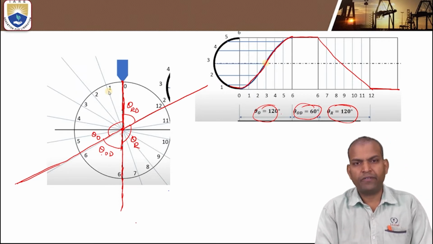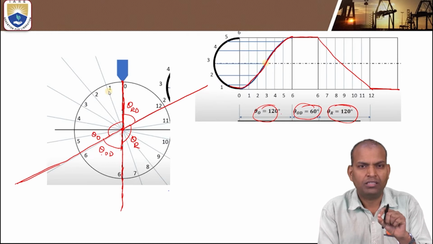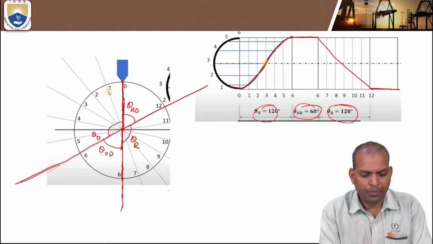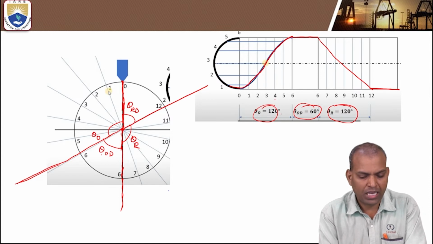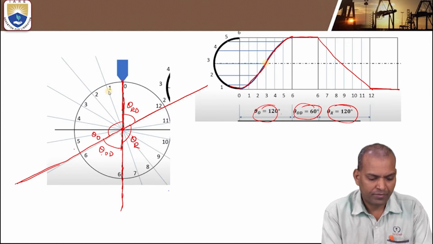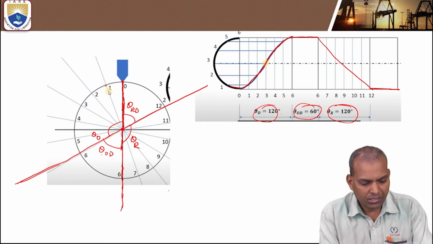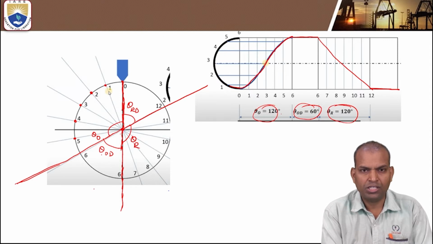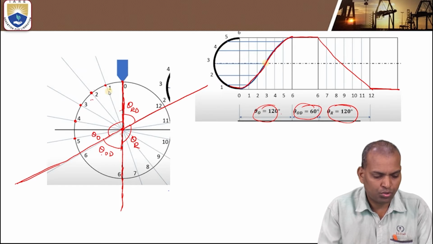Next, the outstroke should be divided into how many parts? These are called angular divisions. We have to divide this angle of 120 degrees into an equal number of angular parts. The number of parts we divided in the displacement diagram for the outstroke is 6. So the same 6 partitions should be made for this outstroke angle on the circumference of the base circle of the cam. These are the equal parts. 120 by 6, each part is a 20 degree partition. So divide and mark with the letters 1, 2, 3, 4, 5, 6.